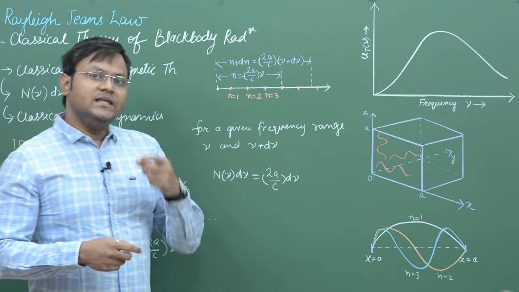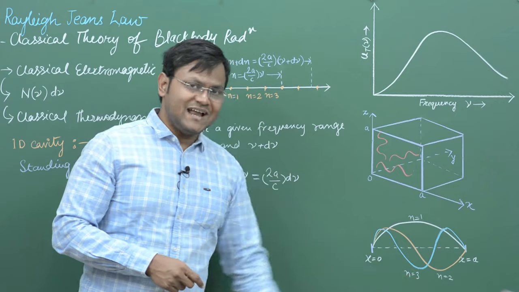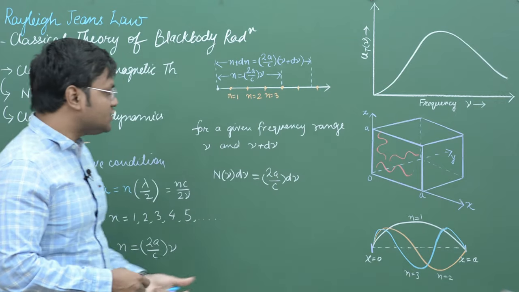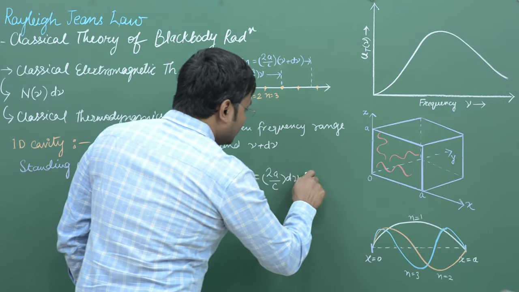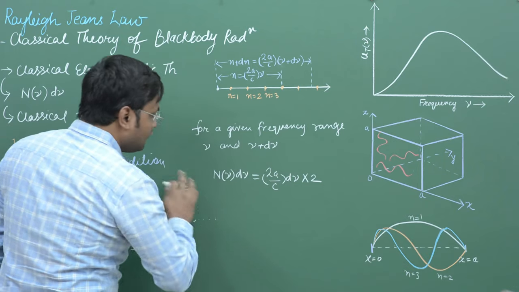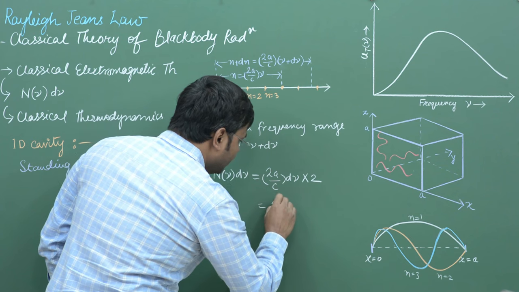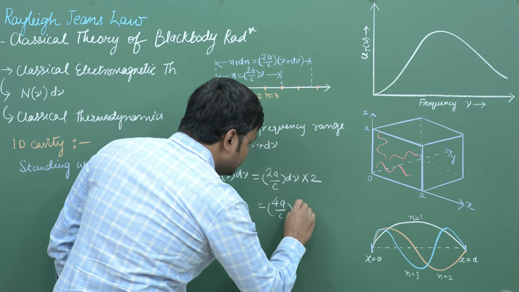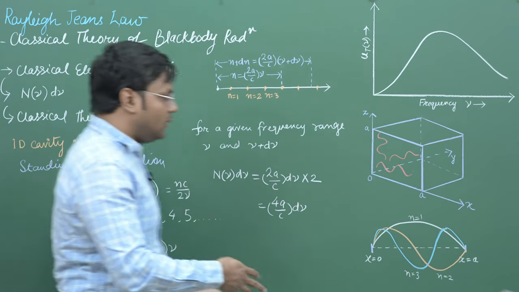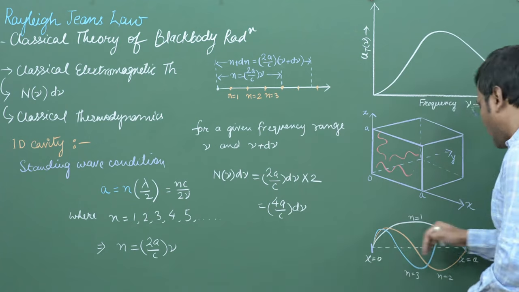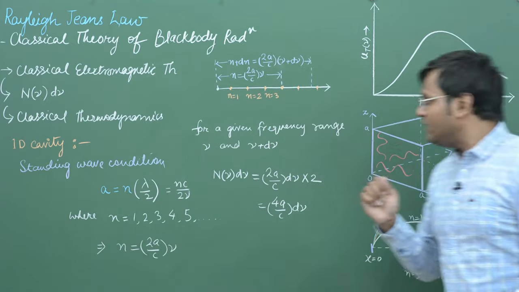So essentially, there are two distinct polarizations possible for every single standing wave, and those two polarizations are associated with two independent waves. So I will multiply this by 2 to get the actual number. Finally, for every frequency interval, we end up getting 4a upon c d nu. So this will give you an idea about how we are approaching the problem. We are looking at a cavity and trying to find the condition for these standing wave possibilities.